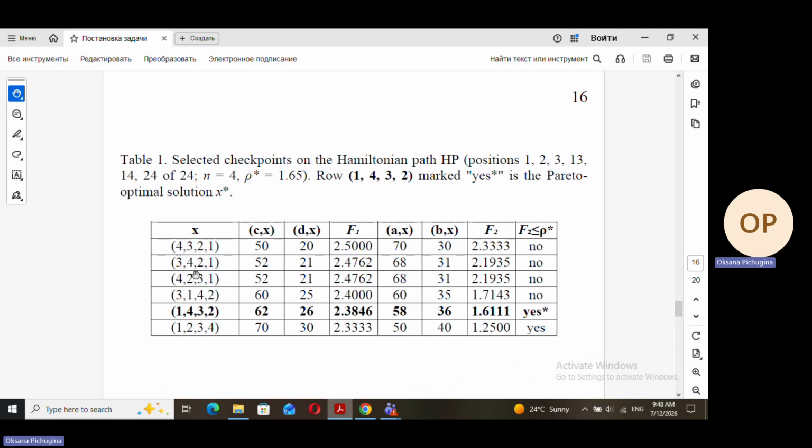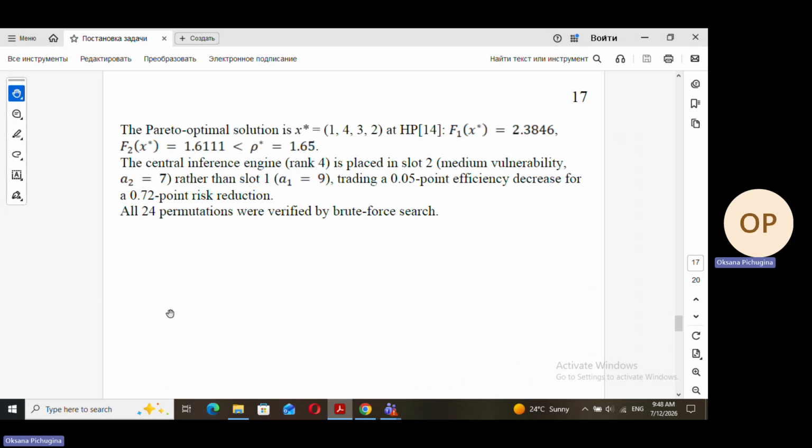violate the threshold constraint. The first feasible assignment is number 14, which is 1432, and it is a Pareto optimal solution where F1 is equal to 2.3846 and F2 equal to 1.3111, which is less than the threshold.